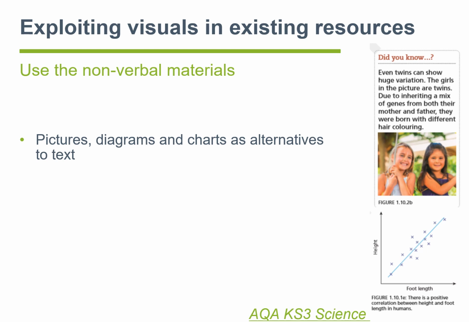Here we have two examples of visuals from an AQA Key Stage 3 science student book. We could use the image and ask the students to, for example, guess how they are related, they are twins, or describe the similarities and differences between these twins, which can introduce the topic of twins and genetic variability before they read the text.